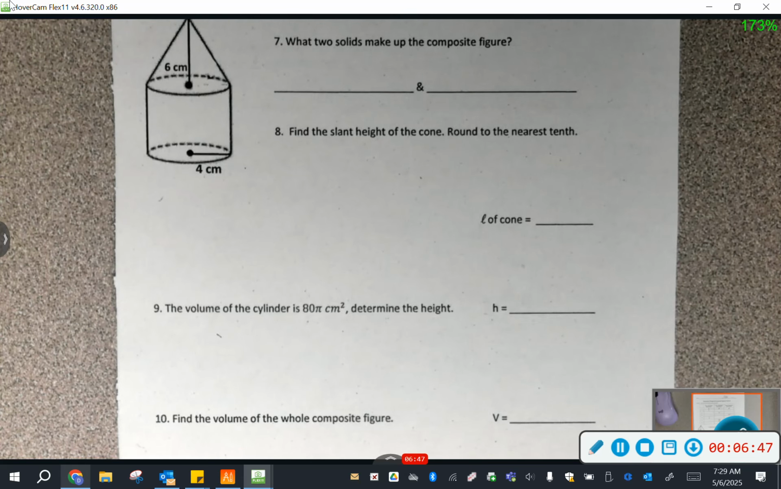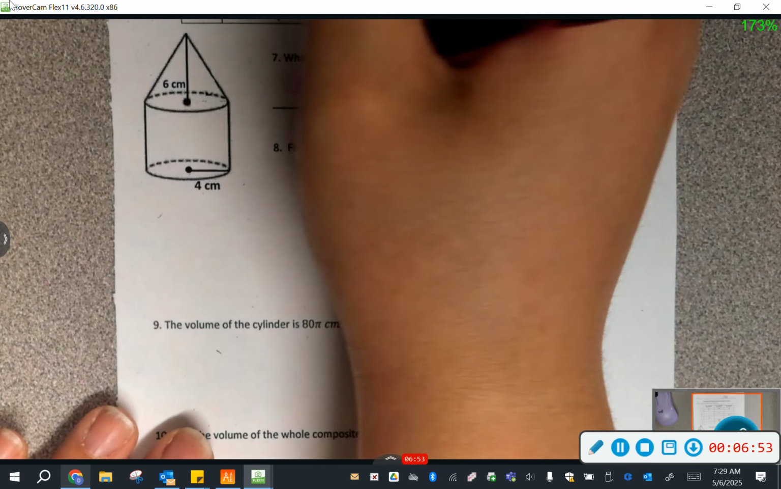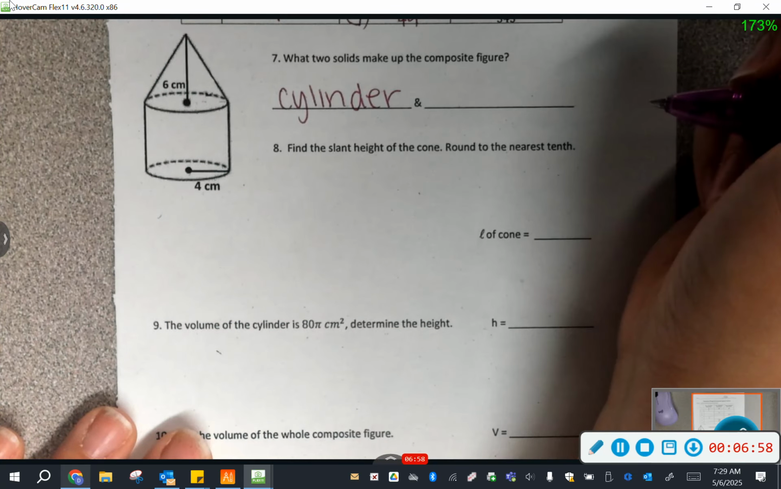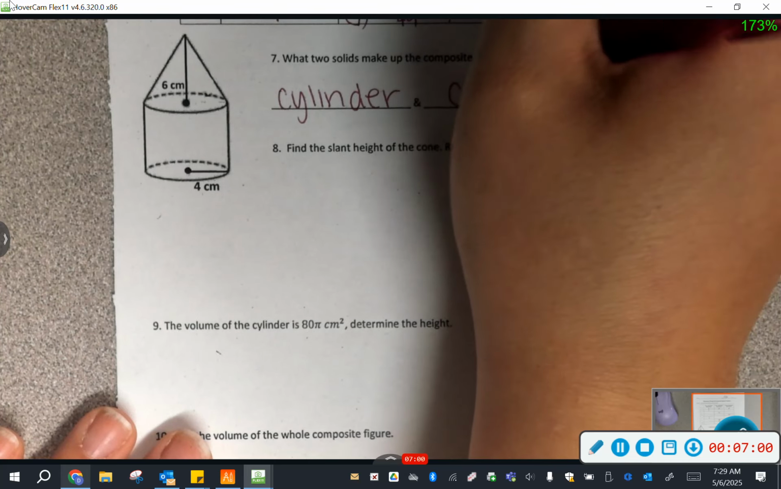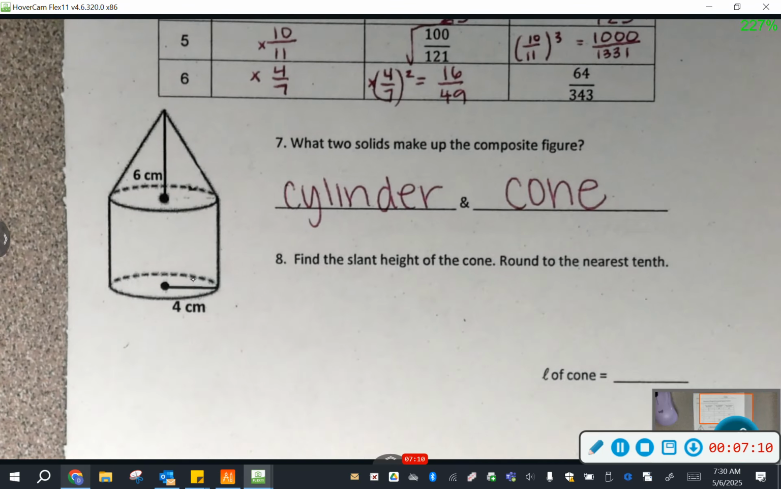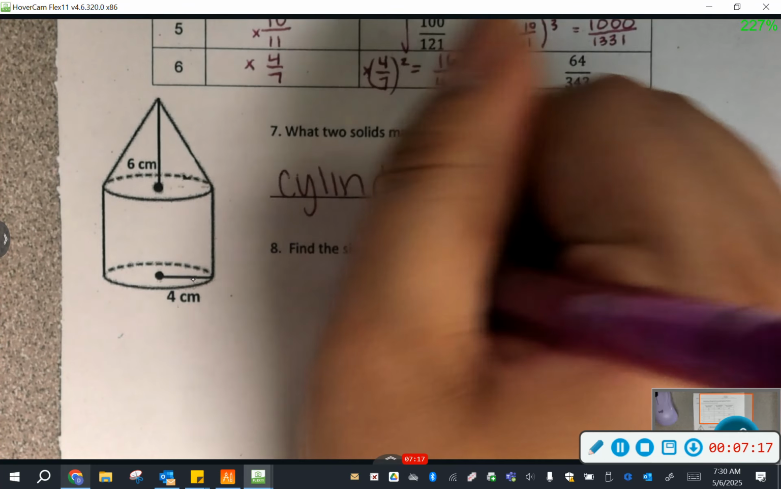So, what two solid shapes do you see right here? A cylinder and a cone. A cylinder and a cone. Write that down, please. Okay, it says find the slant height of the cone. What is a slant height?